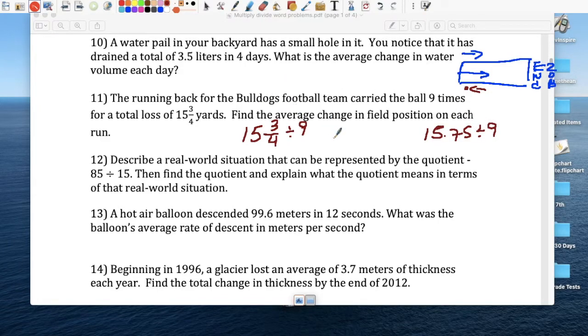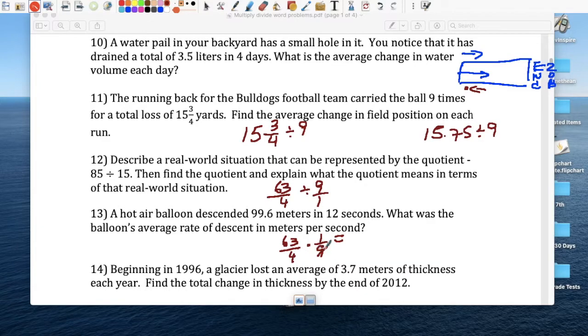Let's see. Let's do it this way. 4 times 5 is 20, plus 3 is 63 over 4, divided by 9, if I'm doing it the fraction way. Let me put the 9 over 1. I changed the mixed number into an improper fraction. Now I'm ready to change it to a multiplication problem. So I get 63 over 4 times 1 over 9.